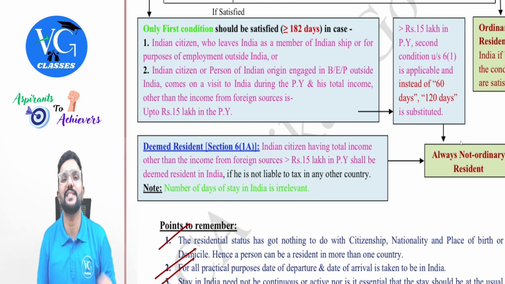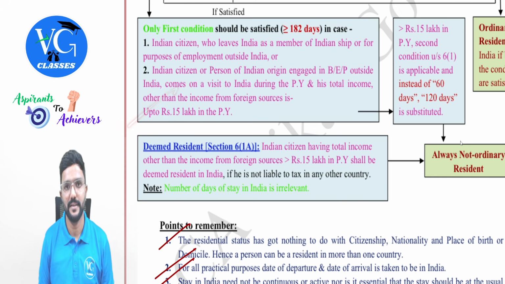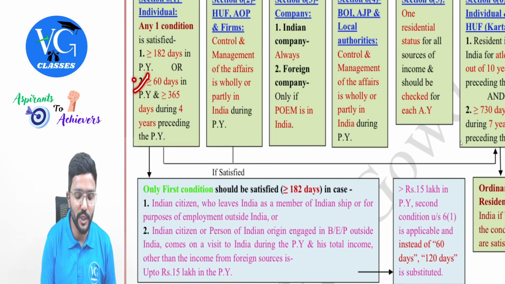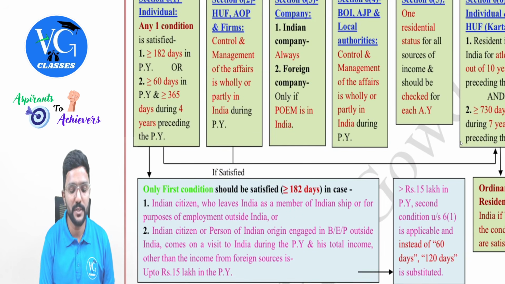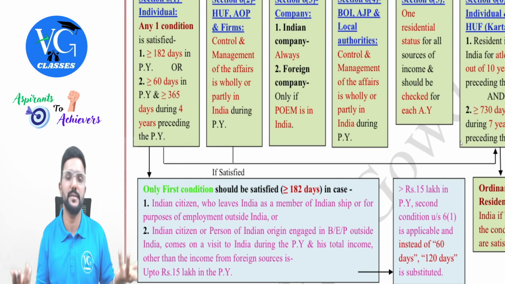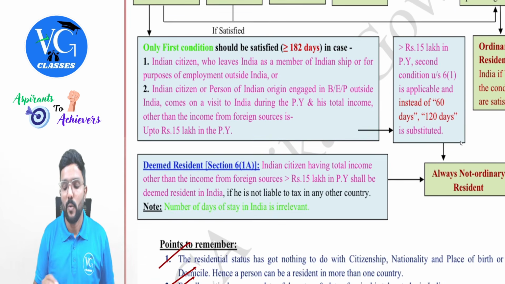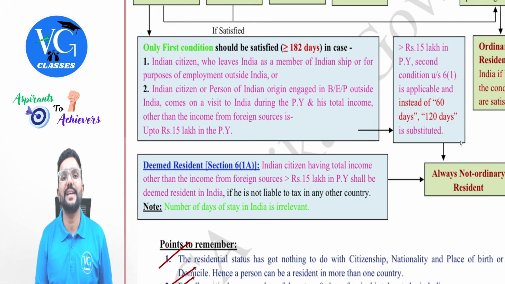In both cases, he is non-resident, guys. How? Assuming Srinath's total income other than the income from foreign sources is up to 15 lakh, then the second condition is not at all applicable for him. The first condition is 182 days or more, but he is coming to India every year only for 100 days, so non-resident. The second case is, what if Indian income is more than 15 lakh?